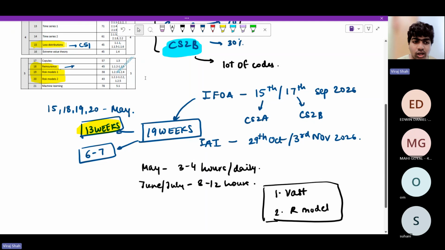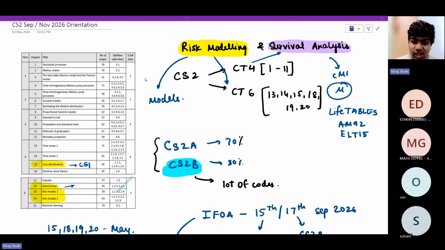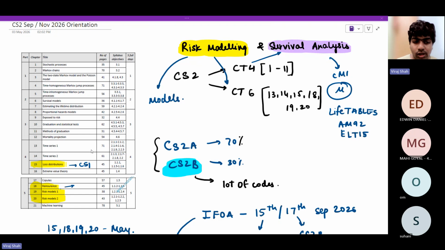So the first chunk that we are going to see is the yellow part: 15, 18, 19, 20, the easiest chapters of CS2. And people who have done CM2, you have already done reinsurance, so it is going to be very easy for you. Even if not, every chapter is going to be covered in great detail in the recorded lectures. So this is your first chunk: 15, 18, 19, 20. Any marks lost here are not going to be acceptable because this is the part where you are going to score the most.